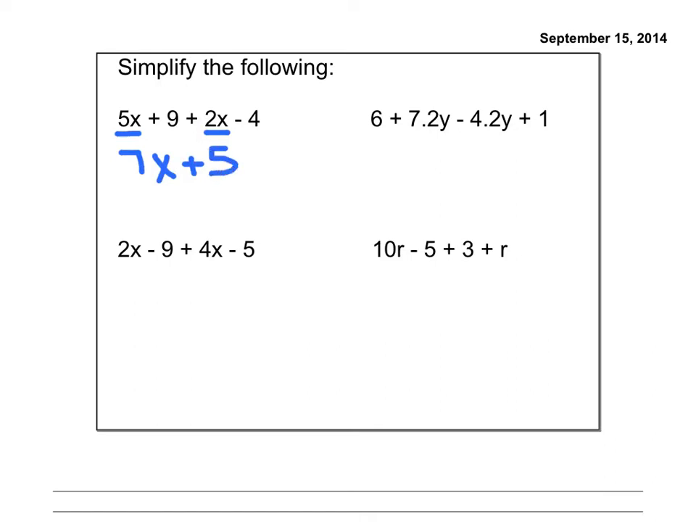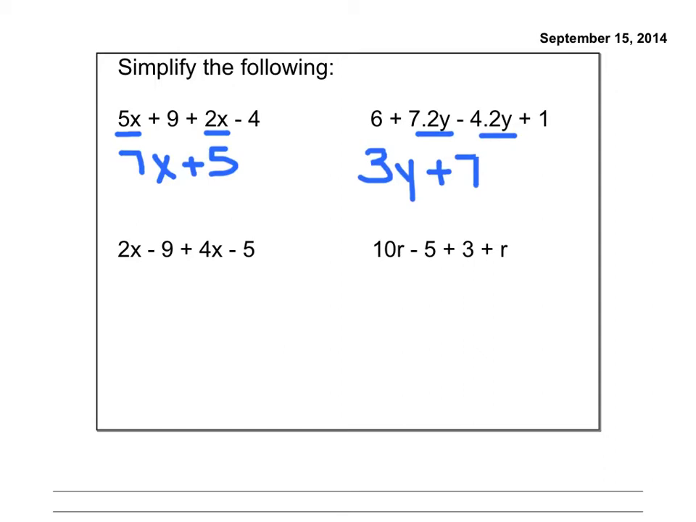Okay, moving on to the right, we've got 6 plus 7.2y minus 4.2y plus 1. The y's are like terms, so let's combine those. We put 7.2y minus 4.2y, and we get 3y. And we've got 6 and 1. 6 plus 1 makes 7.